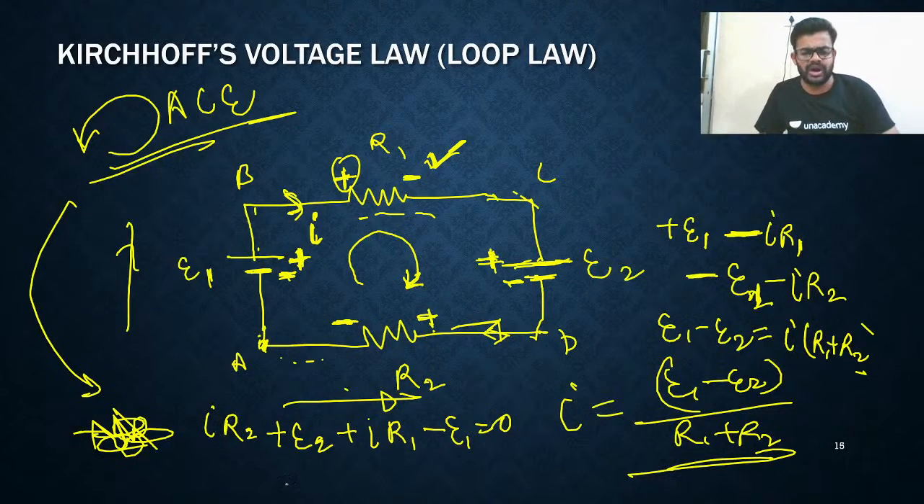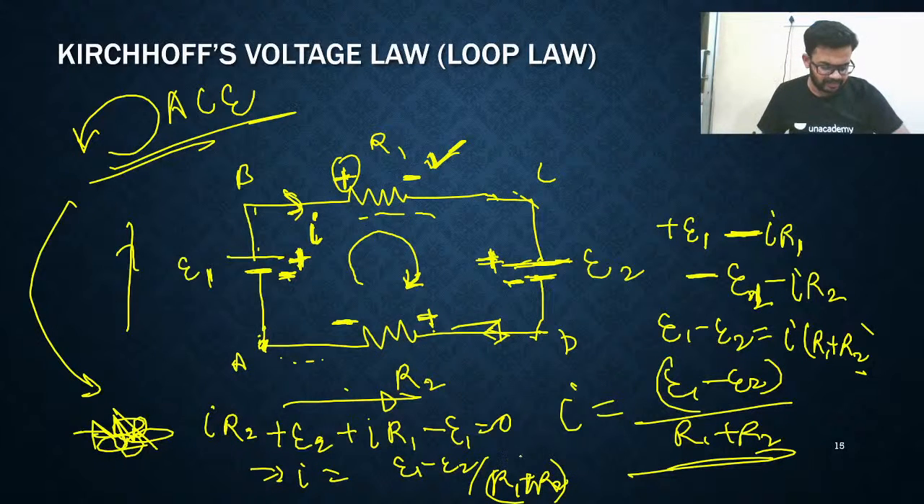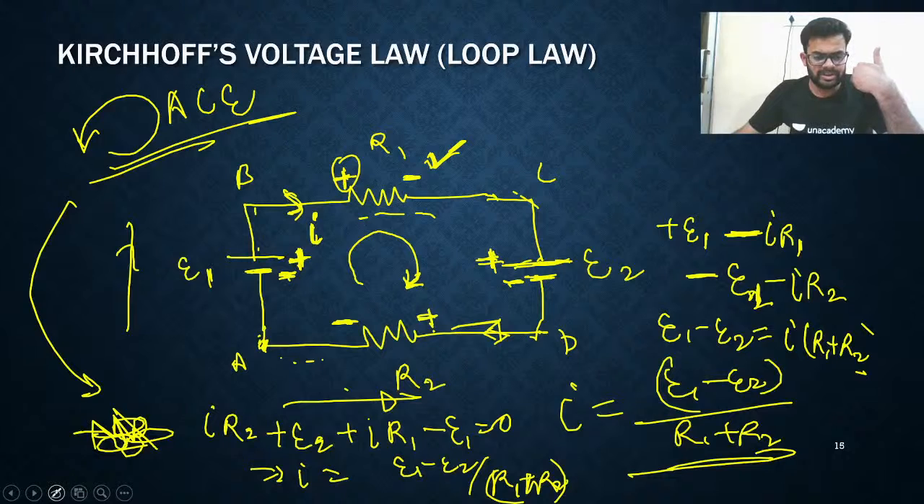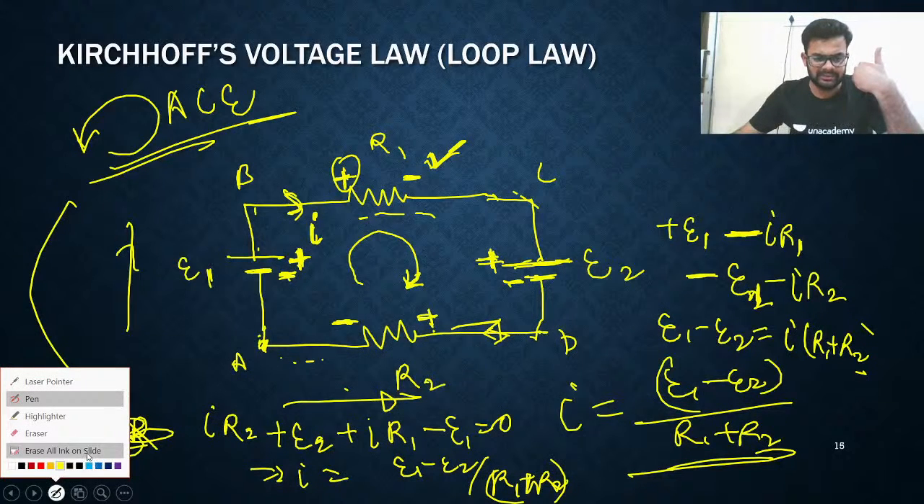Let us solve this. What you are going to get? So you are getting I is equals to what? E1 minus E2 divided by R1 plus R2. Basically, you are getting the same answer. So I hope you got this. If you got this, please give thumbs up, my dear friends. Please give thumbs up. So this is the basic thing I wanted to explain you, my dear.